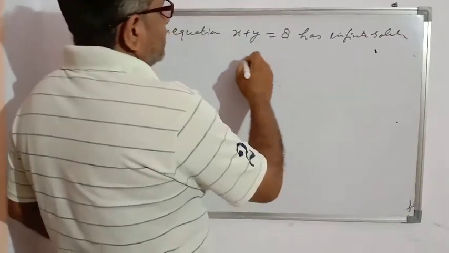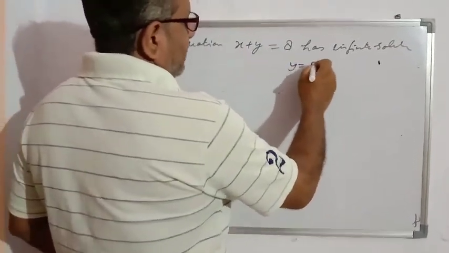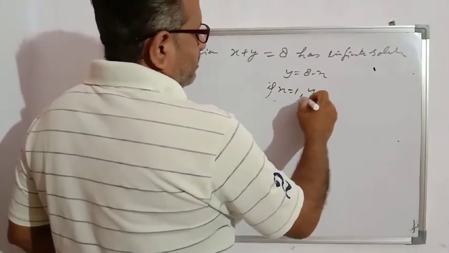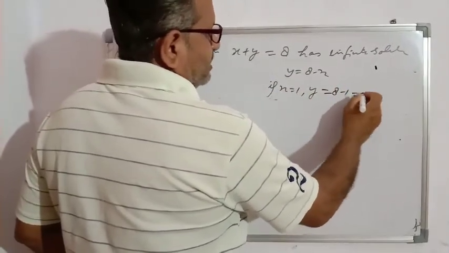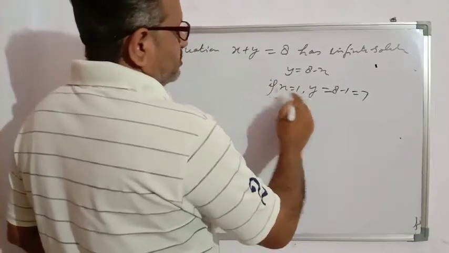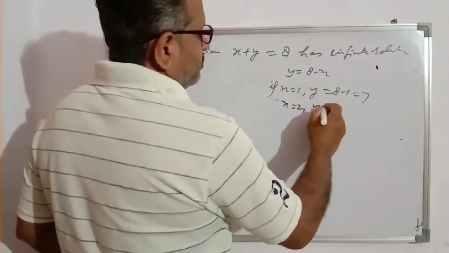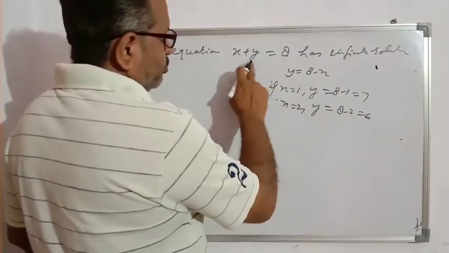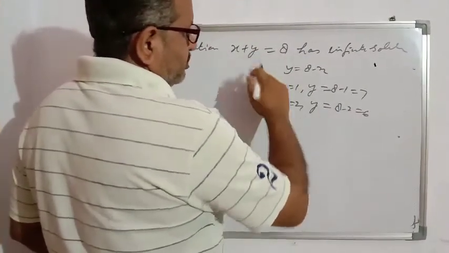because y is equal to what? 8 minus x. If x is equal to 1, y will be 8 minus 1, which means 7. So 1 and 7 will be a solution. X is equal to 2, y will be 8 minus 2, 6. 2 and 6 will satisfy. 2 plus 6, 8. So 2 and 6 is also a solution.